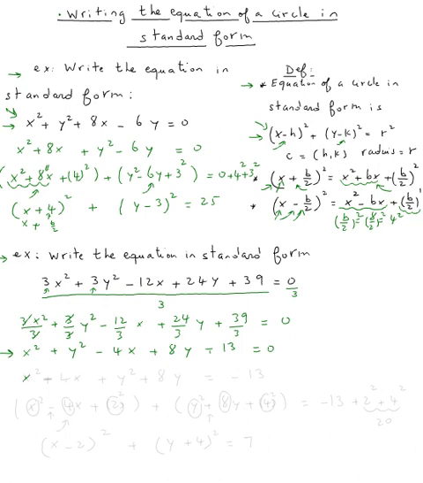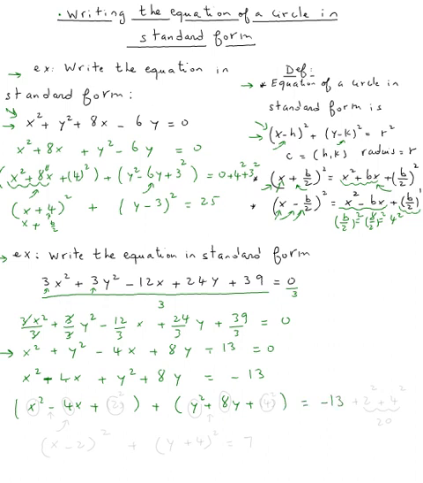So we'll put all the x's close to each other: x^2 - 4x, and then the y's: y^2 + 8y. I'm going to put the 13 on the other side, so it's equal to negative 13. Now same thing here: x^2 - 4x plus some number, plus y^2 + 8y plus some number to complete the square, is equal to negative 13.